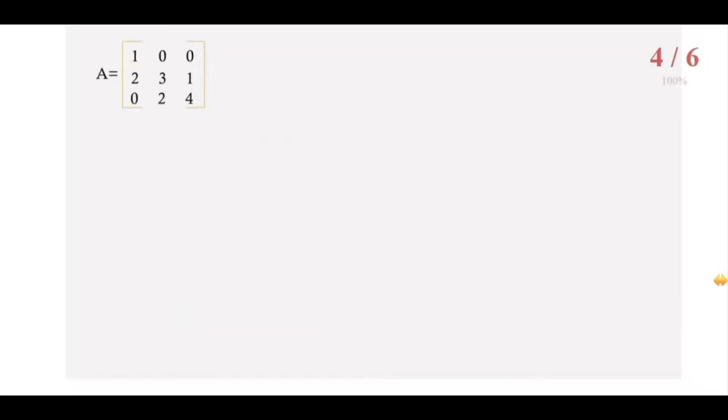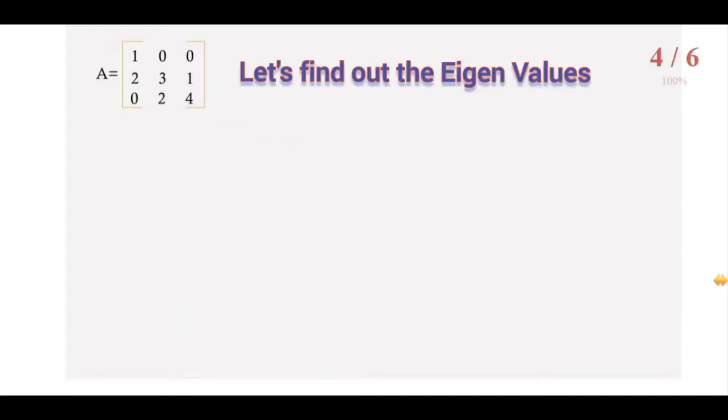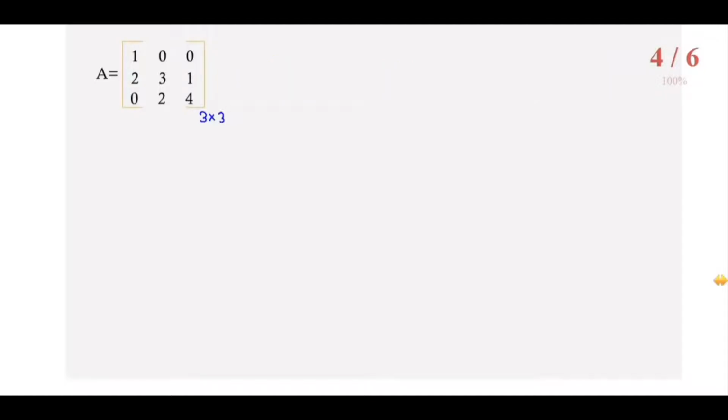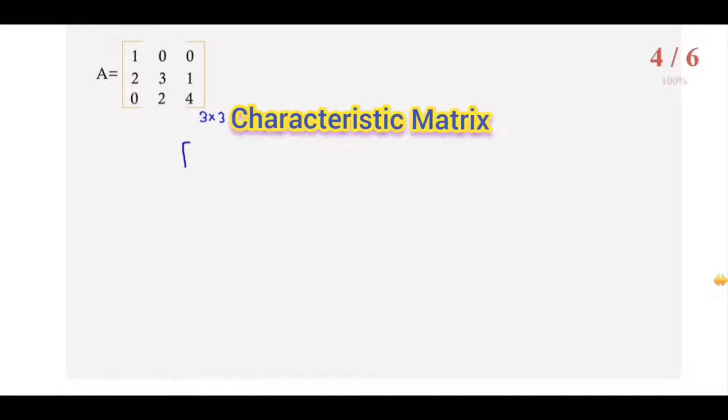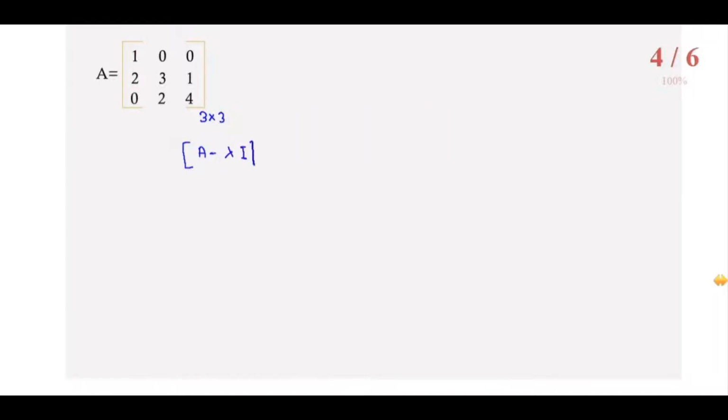Now in this session we are going to find the eigenvalues of this matrix, which is a 3 by 3 matrix having 3 rows and 3 columns. So first we'll find the characteristic matrix. This characteristic matrix is A minus lambda I. A is the given matrix, lambda is a constant and I is an identity matrix.